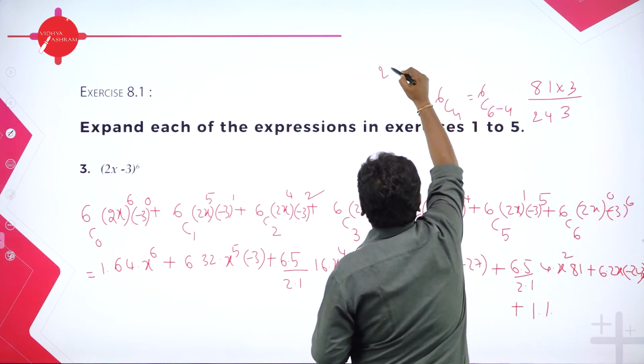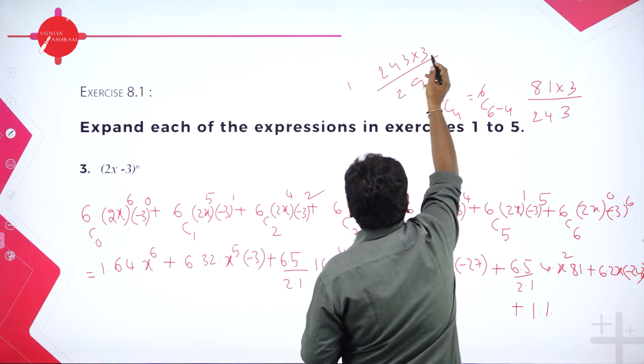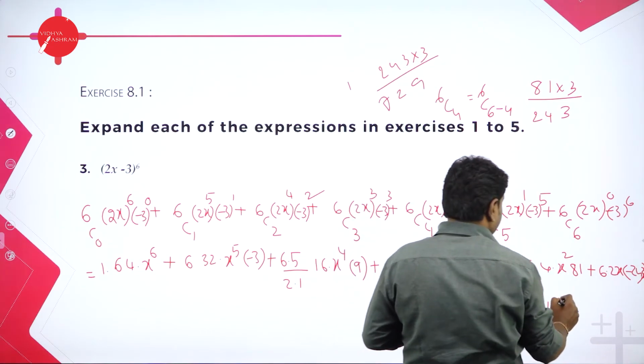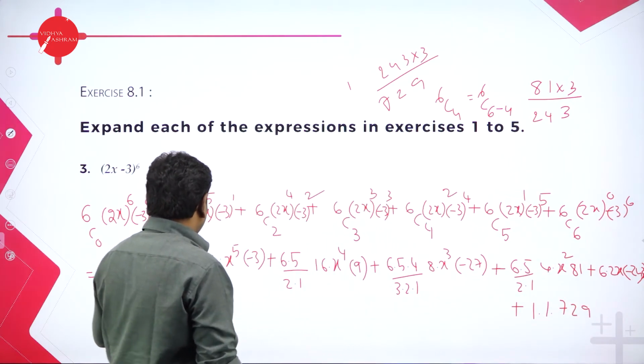So that will become 3 power 6. 3 power 6 means 243 into 3. 3 3s are 9. 3 4s are 12. 3 2s are 6 plus 1, 7. 729. So now we need to simplify this.